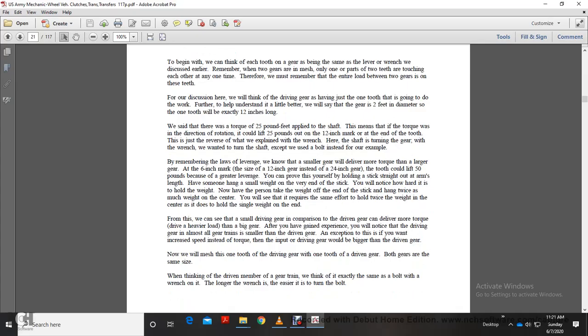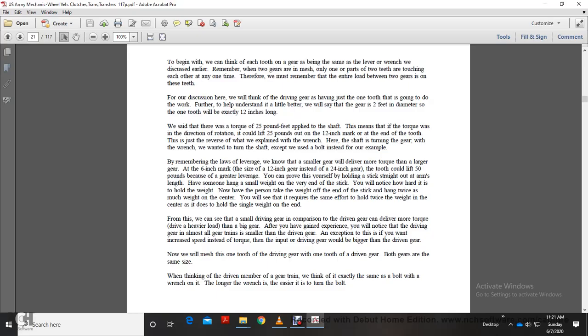We'll explain with the wrench how the shaft turns the gear. We wanted to turn the shaft, except we use the bolt instead in our example. By remembering the laws of leverage, we know the small gear will deliver more torque to the larger gear, at a 6-inch mark on the side of the 12-inch gear instead of the 24-inch gear. The tooth could lift 50 pounds because of the greater leverage. Try it yourself by holding a stick straight out at arm's length.